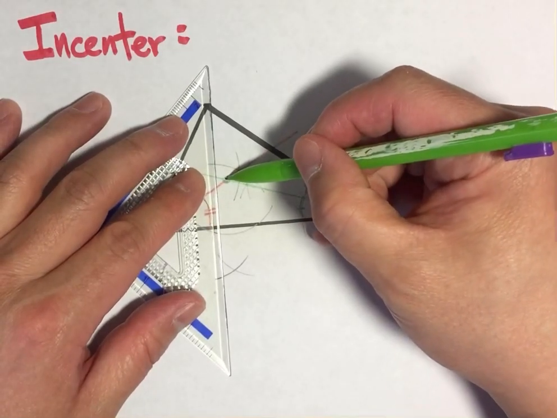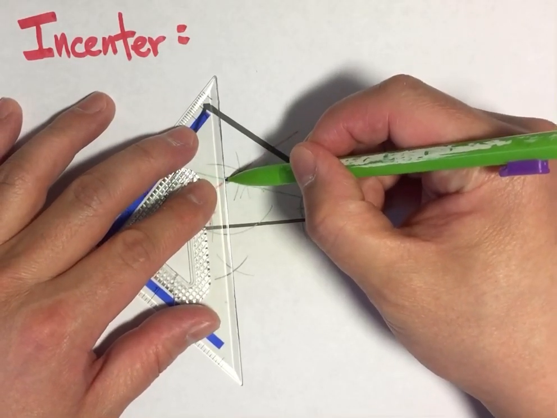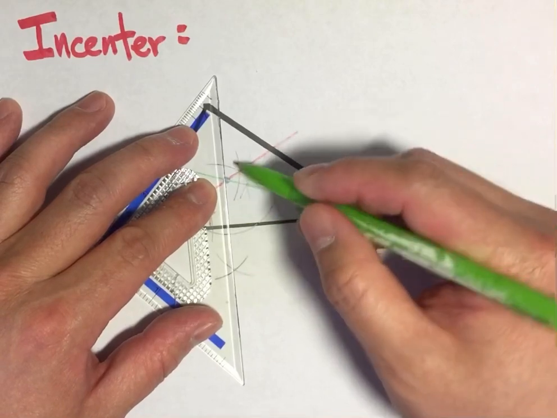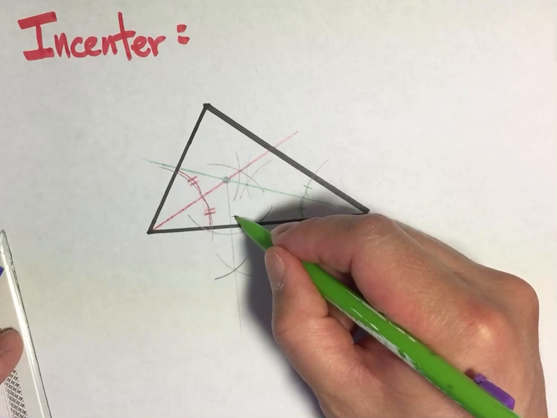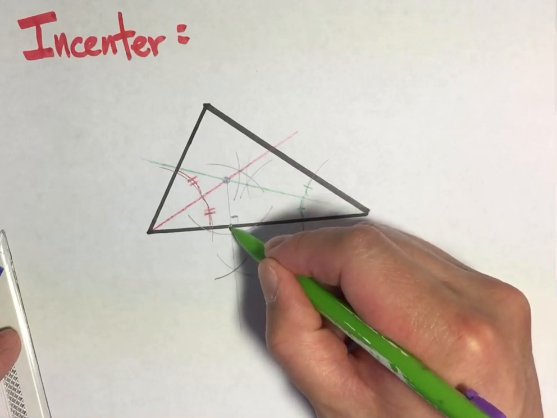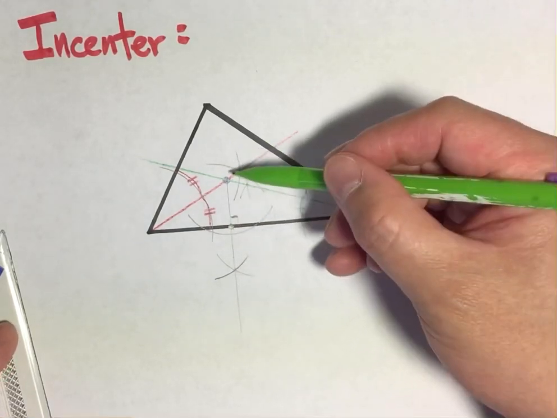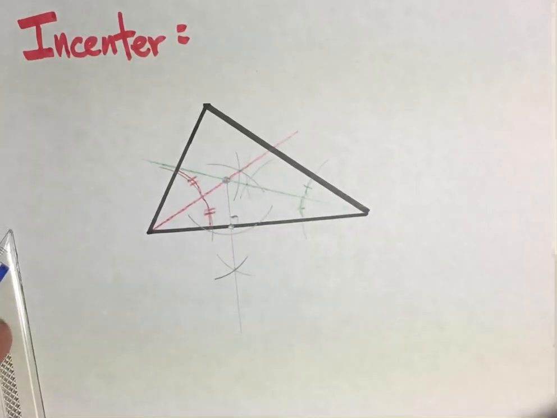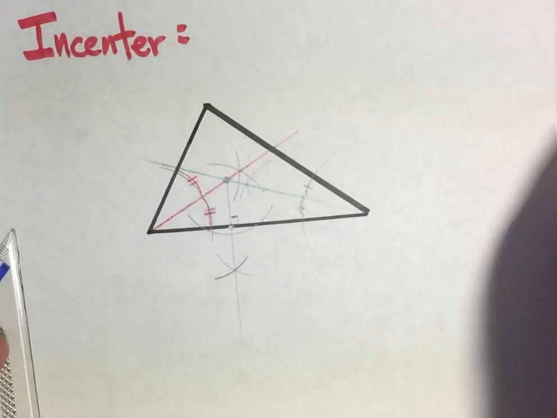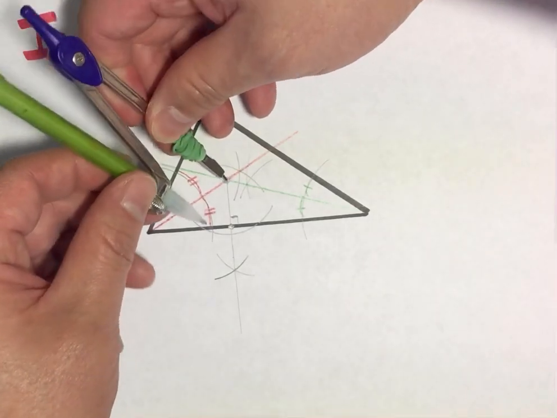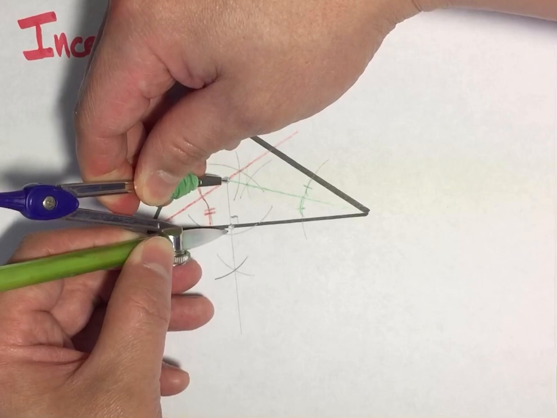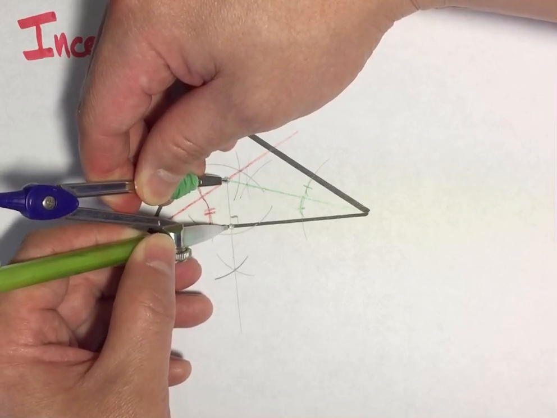So I'm going to take my incenter and connect it with that new point that we just found. What we just did is we've created a right angle. Now that right angle, where it hits that side, the distance from the incenter to that point is going to be the radius of my circle. So I'm going to measure out that distance by putting the tip on the incenter and the pencil on that point.